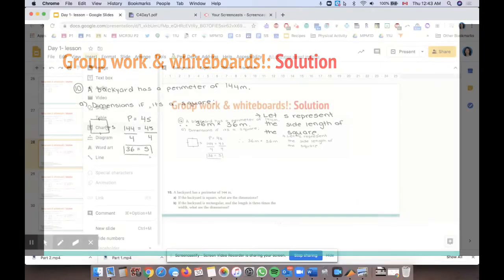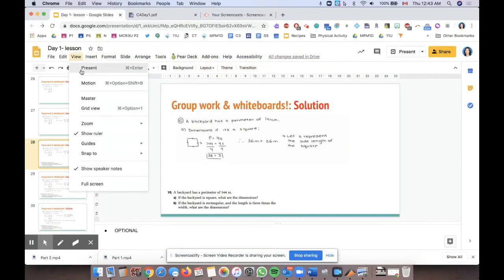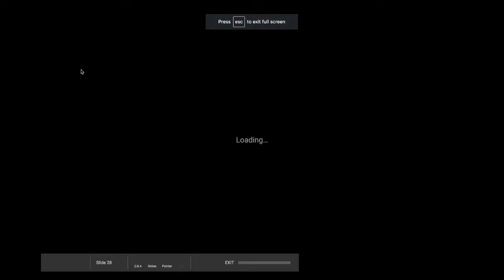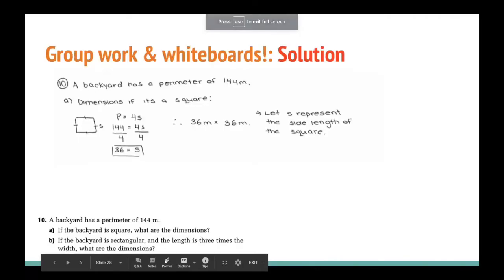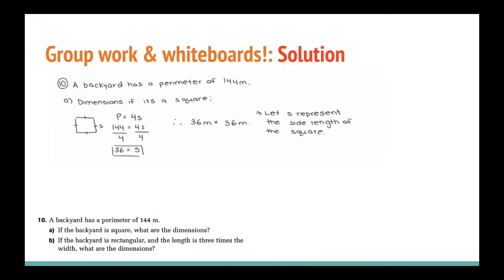Meanwhile, for part B. For question 10a, we noticed that a square will maximize the area at 36 meters by 36 meters. For 10b, in this case we have a rectangle and the length is 3 times the width.